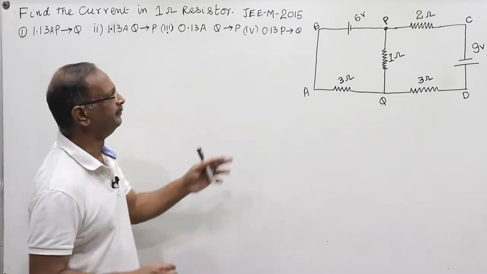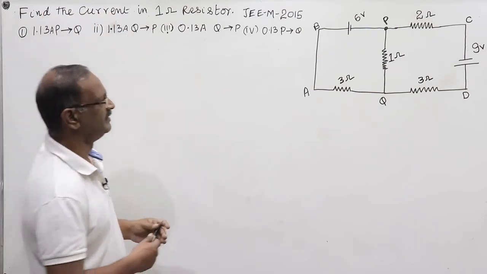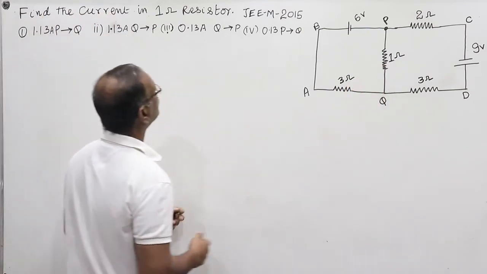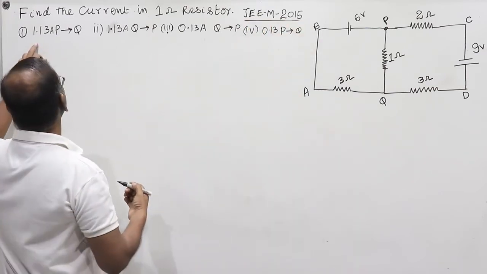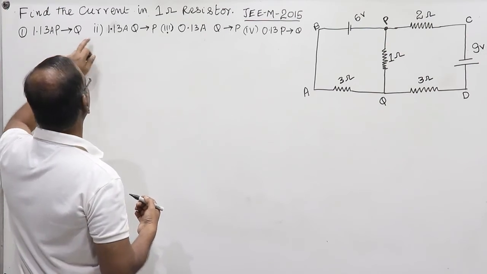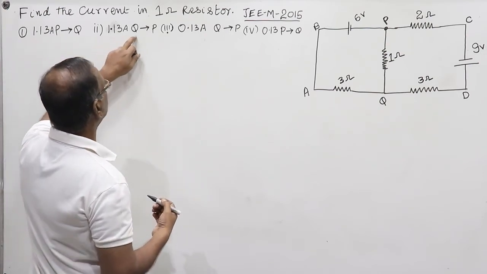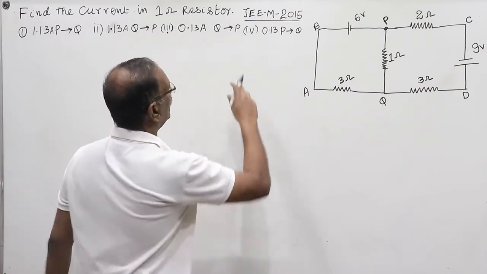In this numerical, we are given to find the current in the 1 ohm resistance, in this resistor. So we have to find out what the answer is: 1.13 ampere from P to Q, or 1.13 ampere from Q to P, or 0.13 ampere from Q to P, this one.